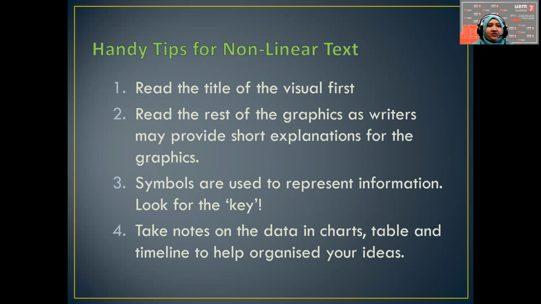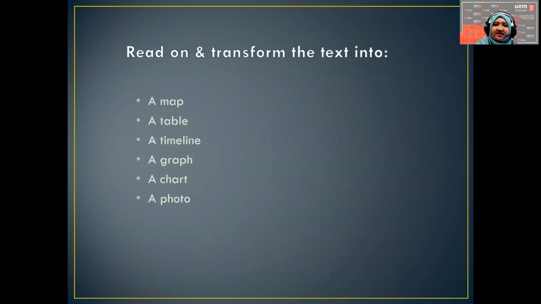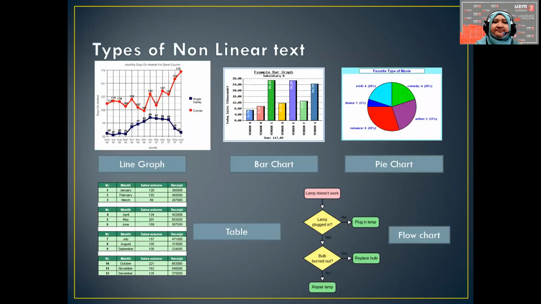Or if you have your own idea on how you want to explain the data in the charts. So basically, we can always swap between a linear text and non-linear text in the form of a map or a table or a timeline or a graph or a chart or a photo. So to exemplify, these are the general types of non-linear text that we often get.